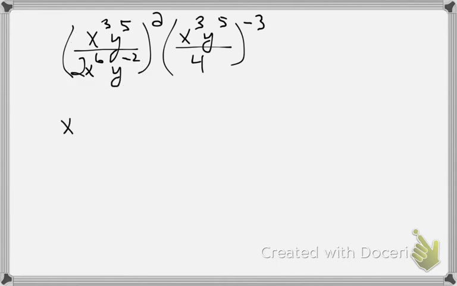So this means I have x to the 6th, y to the 10th, over 2 to the 2nd, x to the 12th, y to the -4. When you have a base to a power and you're raising it to another power, you just multiply those numbers together. Is everybody okay with that? You see how I did that on that first set of parentheses. Is that okay? Is that all right?